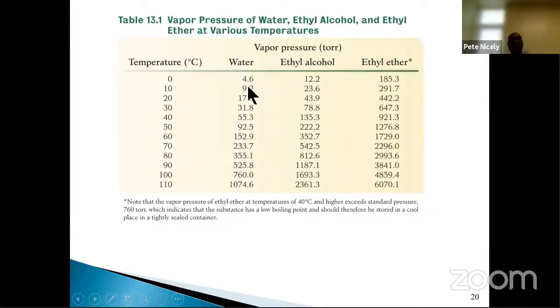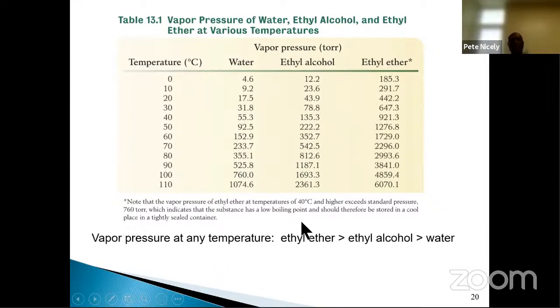For water, you see that here. For ethyl alcohol, you see that here. And the same trend is observed when it comes to ethyl ether, all right? So that's a relationship between the vapor pressure of a liquid and the temperature of the liquid. As the temperature increases, the vapor pressure increases, right? So that's what you observe.